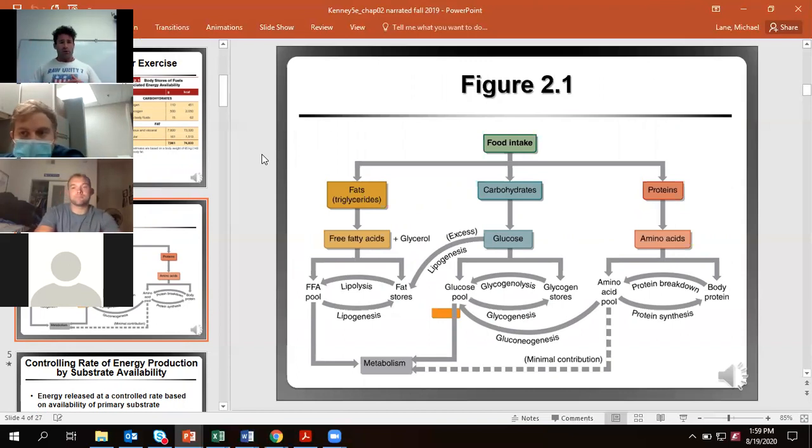Obviously, each macronutrient is broken down in its own way. So we've got our proteins, carbs, and fats, and then they're going to be broken down into their smallest components. For fats, this is going to be fatty acids plus glycerol. That's what makes up a triglyceride, 3 fatty acids and 1 glycerol. All carbohydrates are effectively going to be modified into glucose. So if we had fructose or galactose, they're going to be converted into glucose. And then proteins are going to be broken down into their individual amino acids.